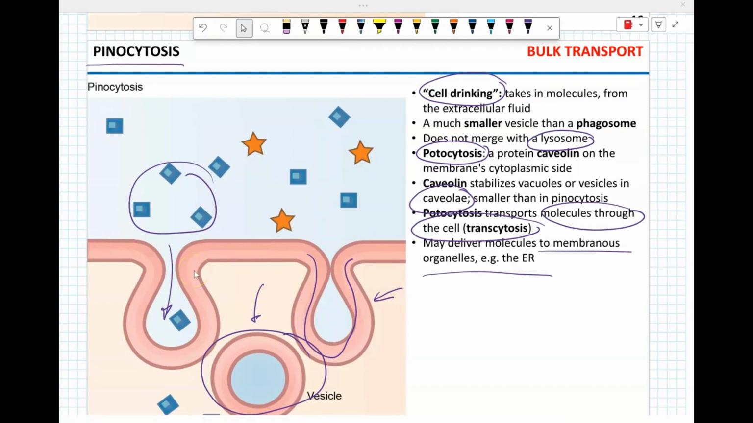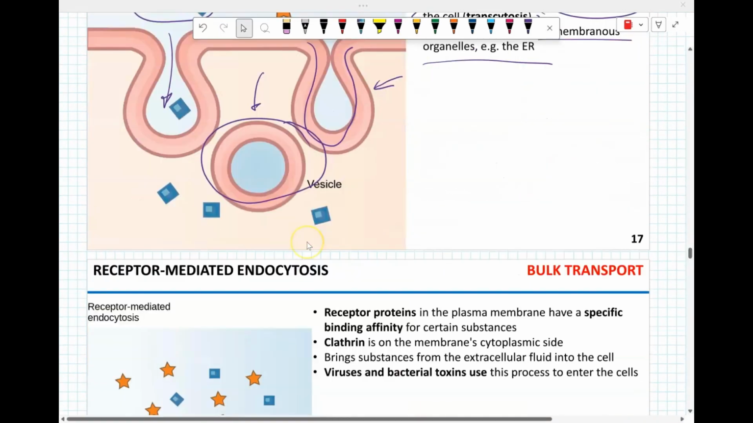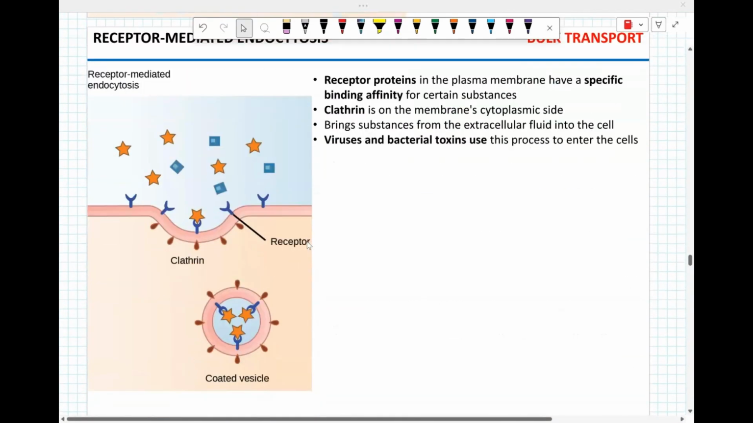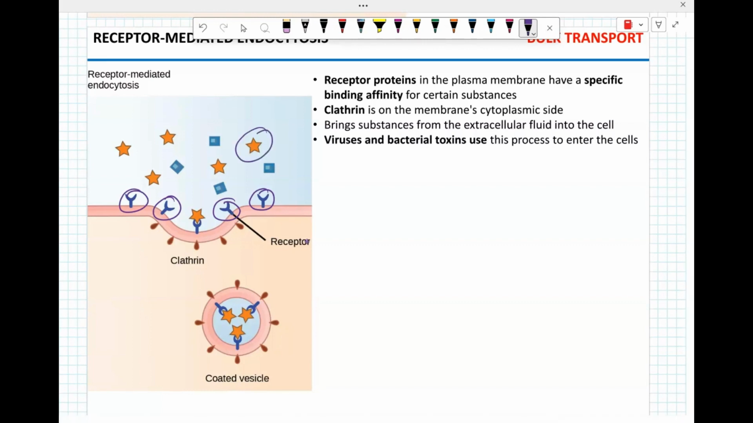The last type of bulk transport that we're going to talk about is receptor-mediated endocytosis. This process is extremely important in a specific uptake of various molecules and sometimes even microorganisms by the cell. Here you can see receptors on the extracellular surface of the membrane that interact specifically with molecules or virus particles outside of the cell.